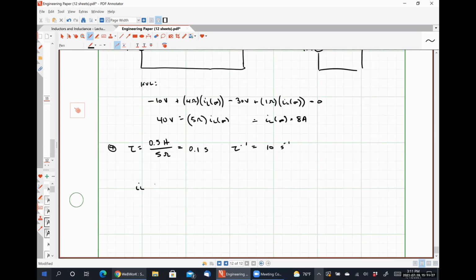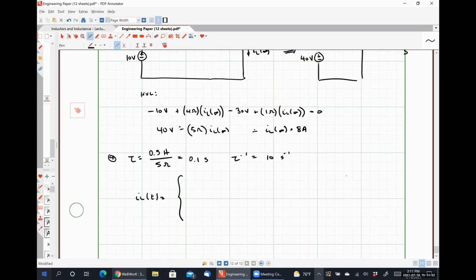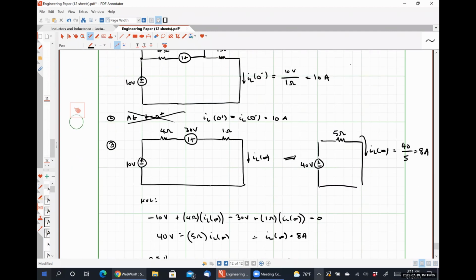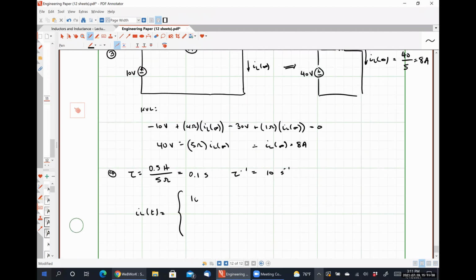And so IL as a function of time here will be, let's see, what did we have? 10 amps for t less than 0 minus, and 2e to the minus 10t plus 8 amps for t greater than 0 plus. That 2 came from y at 0 plus, which was 10, minus y at infinity, which was 8. So 10 minus 8 is 2.